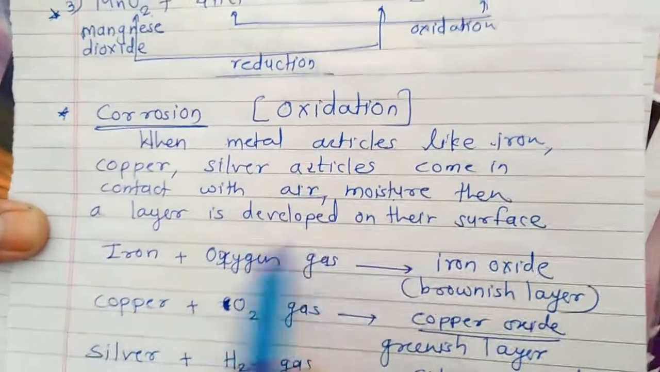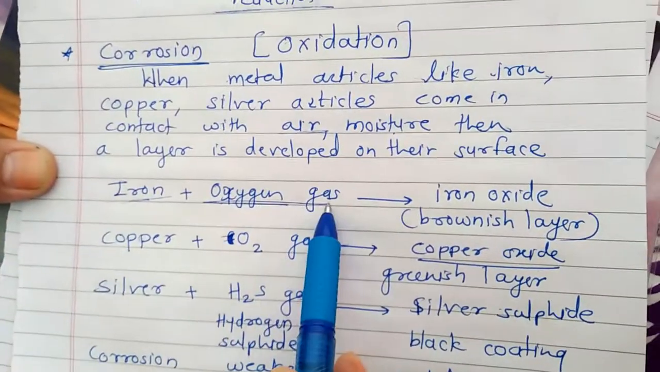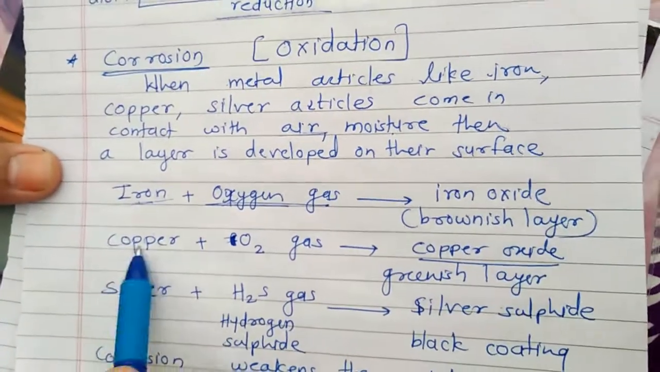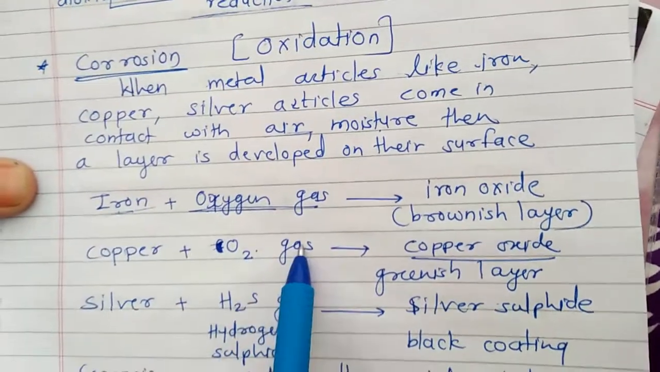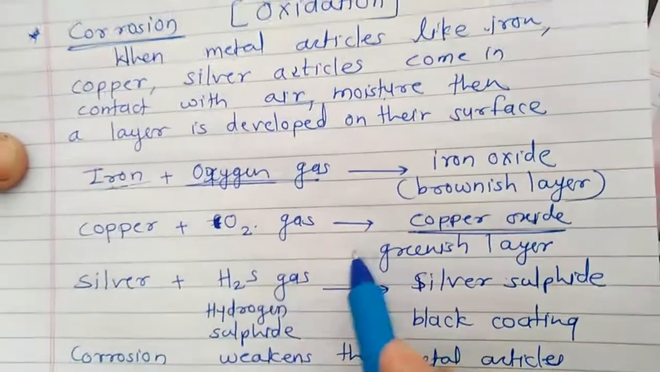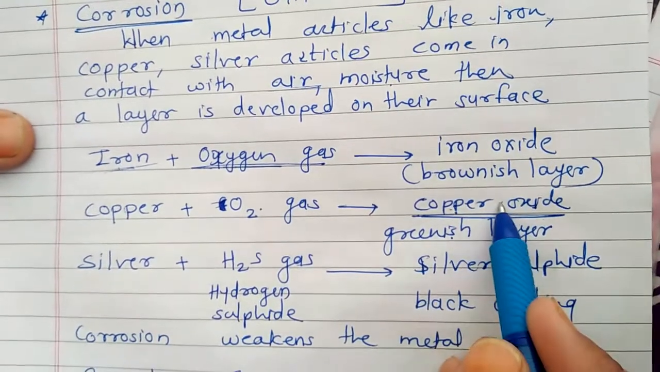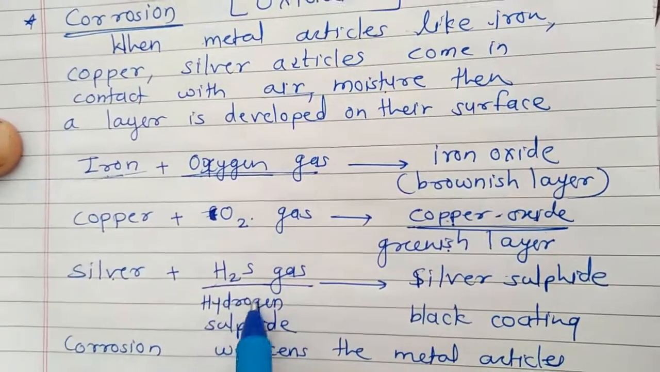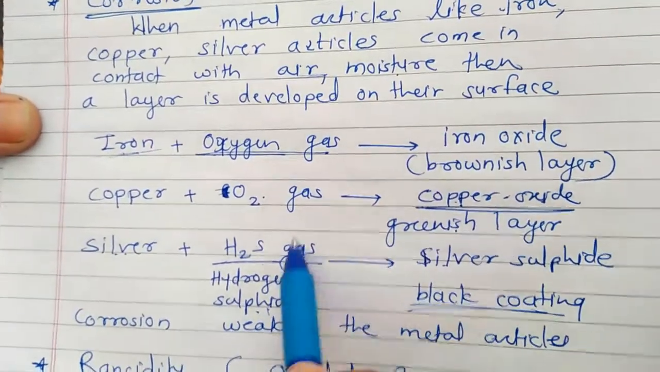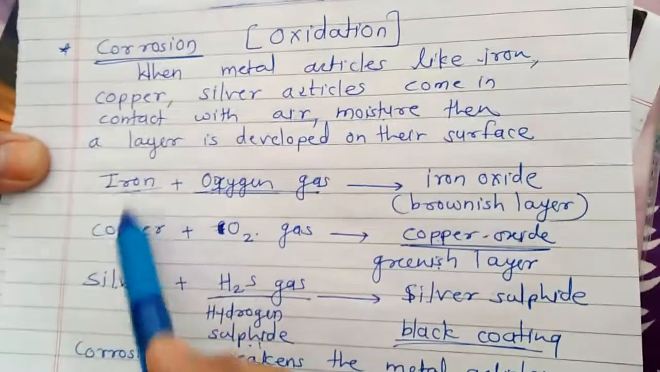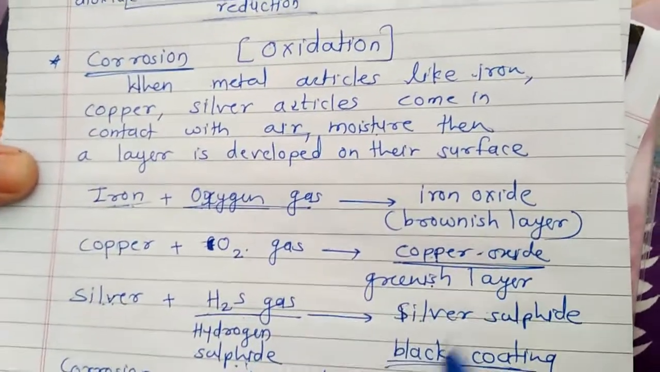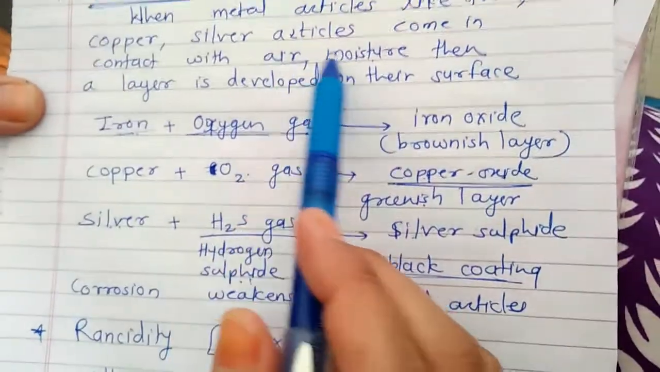develop a layer. When iron reacts with oxygen in the atmosphere, iron develops a brownish or reddish layer of iron oxide. When copper comes in contact with oxygen gas, it develops a greenish layer of copper oxide. Sometimes copper also develops a blackish layer of copper hydroxide. And silver comes in contact with hydrogen sulfide gas and develops a black coating of silver sulfide. So when a layer of these substances forms on metals like iron, copper, silver, they develop a brown, green or black layer due to contact with air and moisture.